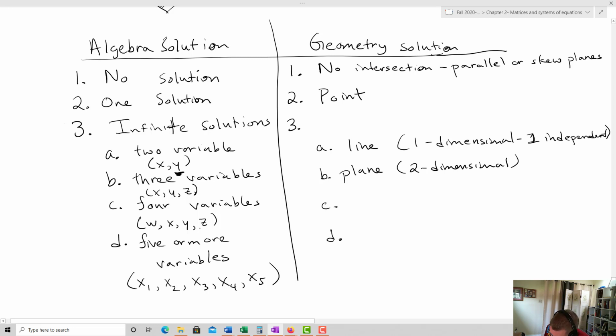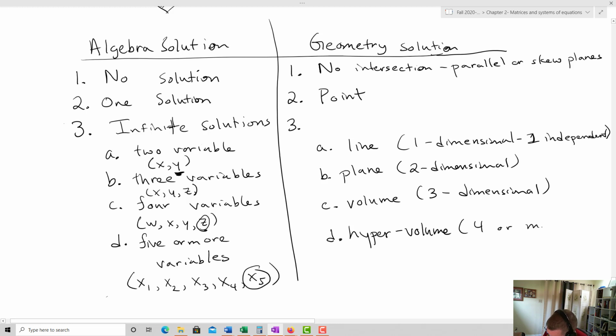Then, if we have four variables, one of them will be dependent, we'll let z be dependent, and then we have three dimensions, so we call that a volume. A volume has three dimensions. And then if we go with five or more variables, say for example this fifth variable will be the dependent one, what we end up with is four dimensions, and this is something that's pretty much impossible to visualize from a geometric perspective, but this thing here is called the hypervolume. And that's something that's in four or more dimensions.